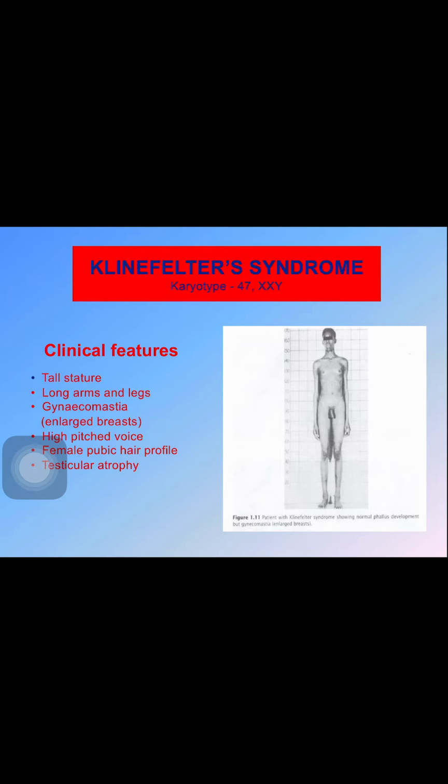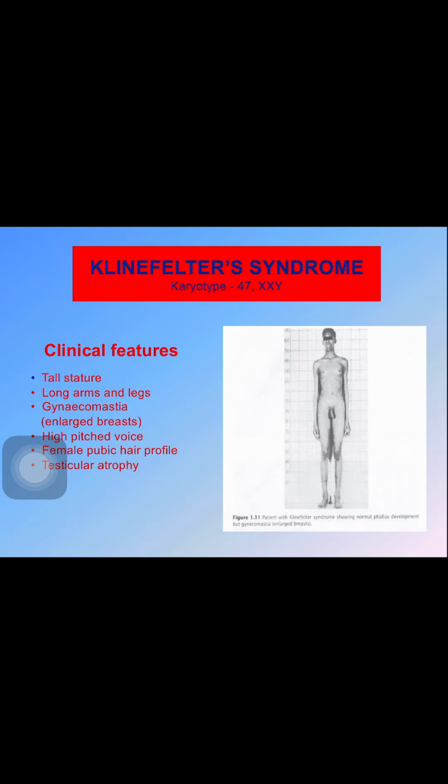Klinefelter syndrome: 47 chromosomes, 1 extra. Tall structure, long arms and legs, gynecomastia. Male, but the mammary glands are of the shape of women. That is called the gynecomastia.